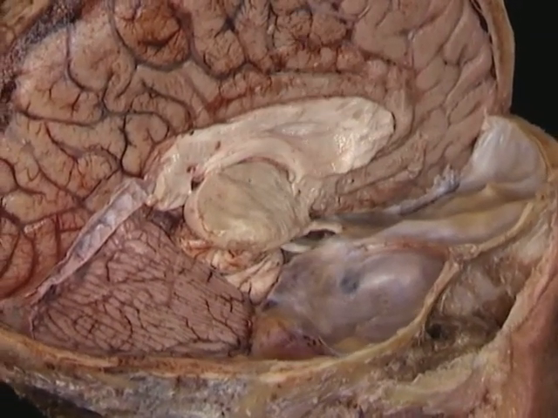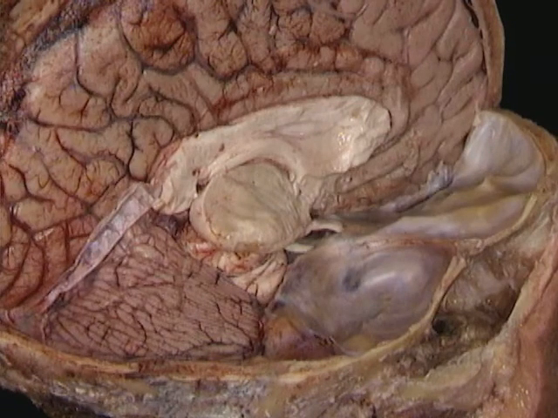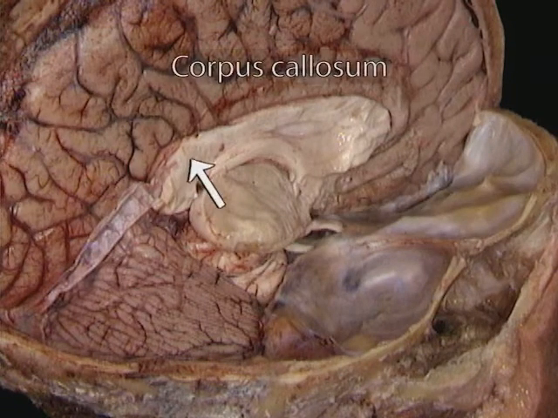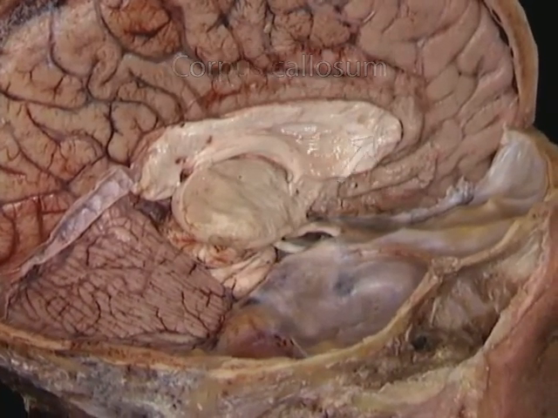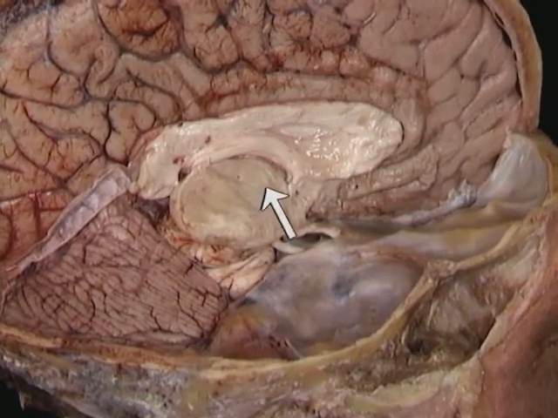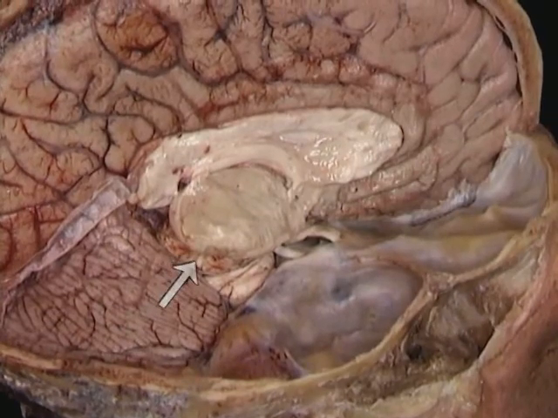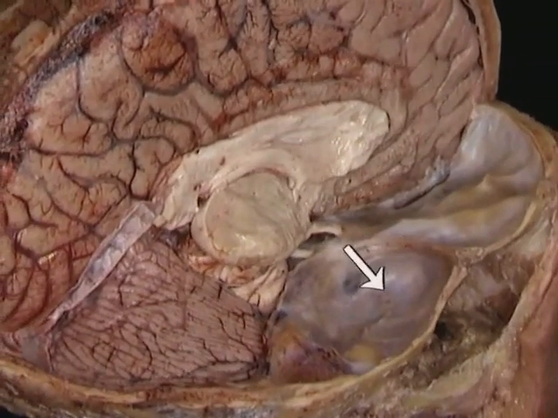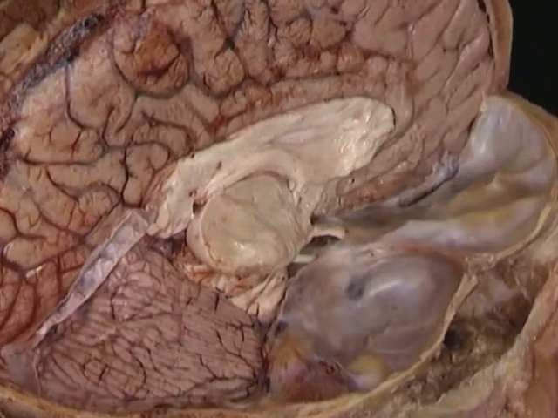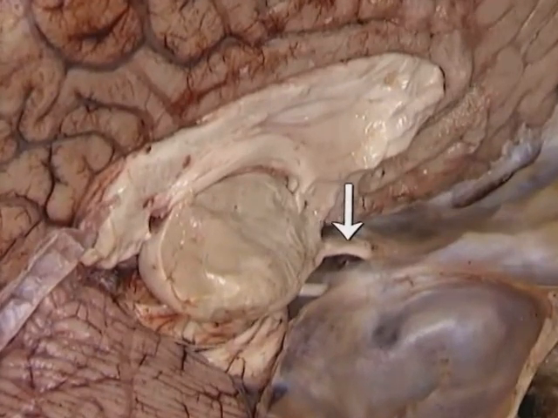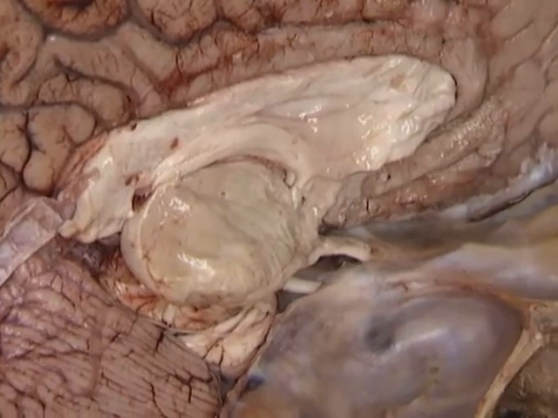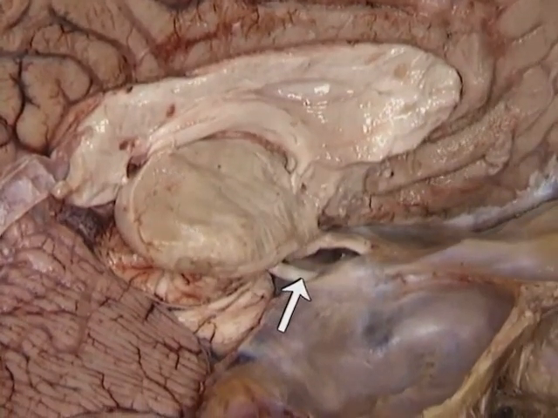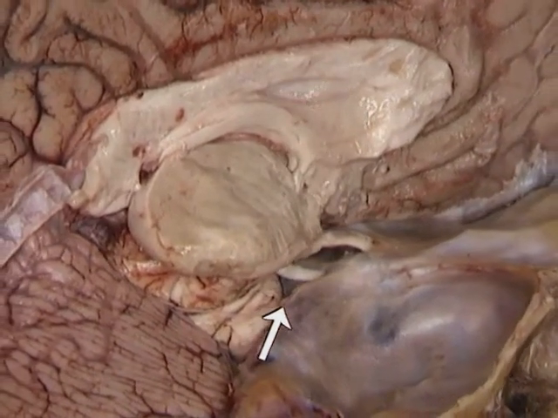Here's the brain in situ, with the right cerebral hemisphere removed. Here's the corpus callosum, which joins the two cerebral hemispheres. Here's the divided cerebral peduncle. Here's the midbrain. Here's the floor of the middle cranial fossa. Here's the optic nerve running forwards beneath the dura toward the optic canal. Here's the oculomotor nerve. Here's the trochlea nerve.